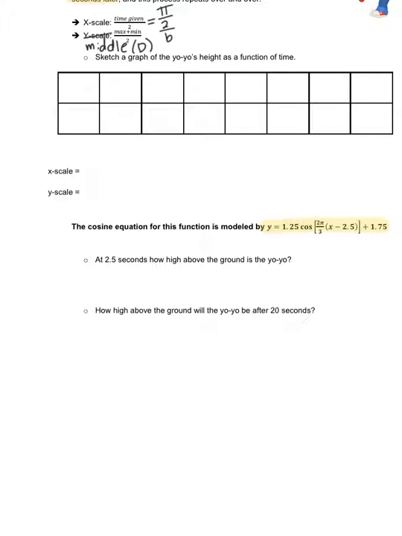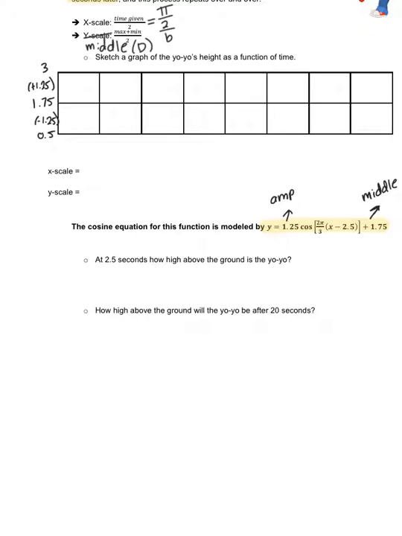So let's label everything. Remember that the back number, this is the d value, this is the middle of the graph, and this is happening on the y-axis. So I'm going to put 1.75 right here. This is my amplitude. So that tells me from 1.75, I'm going to go up by 1.25 units. So that's going to put me at 3. And I'm going to go down 1.25 units, and that's going to put me at 0.5.